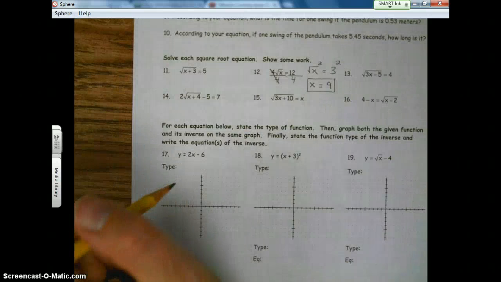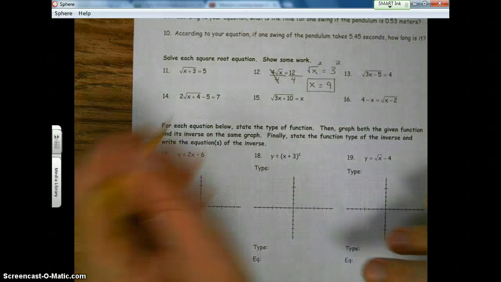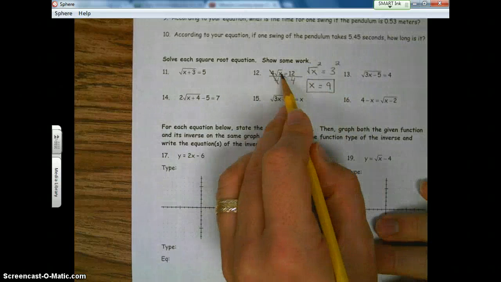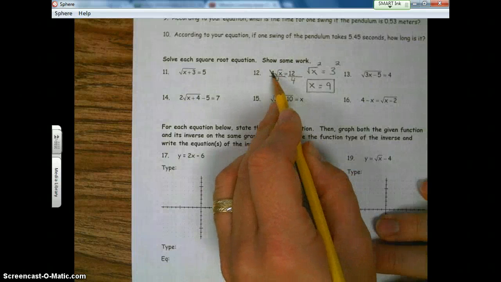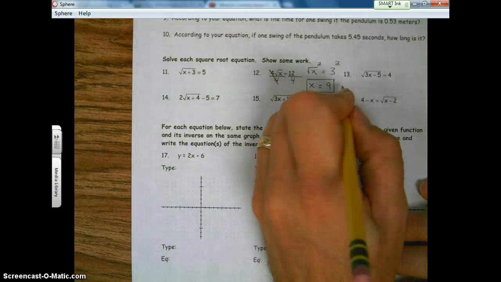Remember to check your work. Never know when you might have an extraneous solution. So let's plug it in. The square root of 9 is 3. 3 times 4 is 12. It checks out.